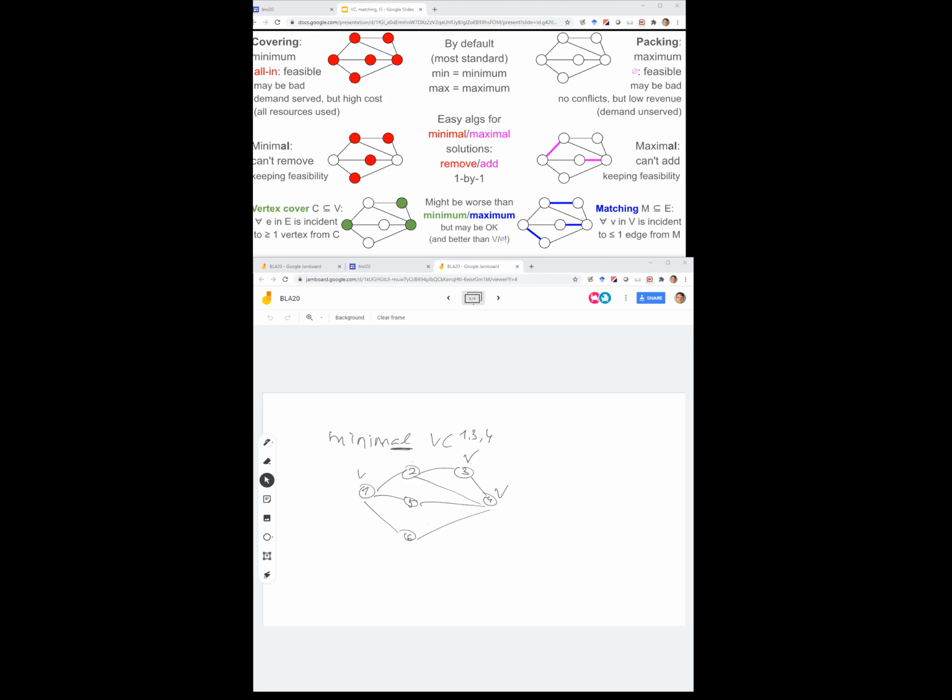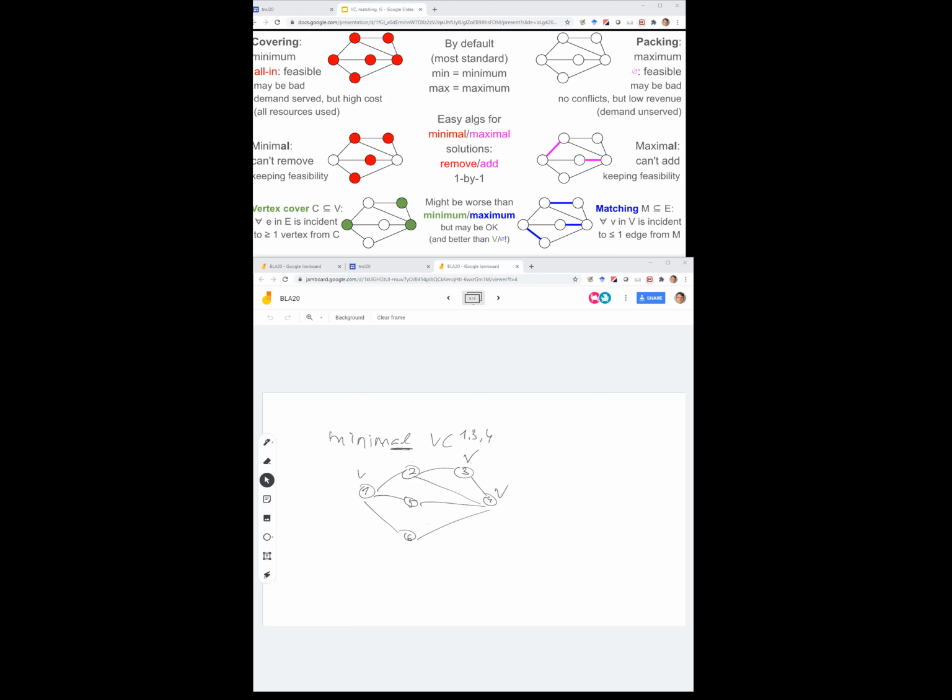We started from all the vertices that we had and started to remove the vertices one by one until we can remove no more. And by definition, this is the minimal vertex cover. Okay.